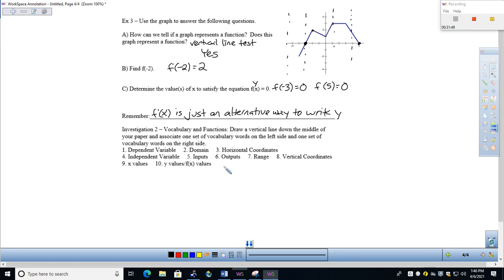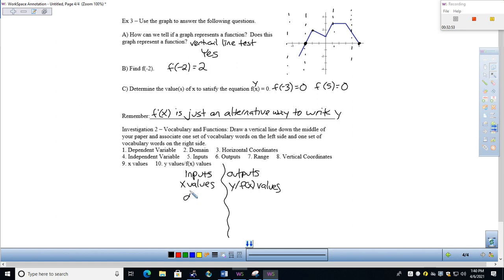Okay, we're going to do a lot of association verbally over these next many lessons dealing with functions. So the second investigation is just getting comfortable with some of the vocabulary. I've already used some of it today. It just says draw a vertical line down the middle, associate one set of vocabulary words on the left and the other on the right. I'm going to be quick here just to show you what I'm looking for. Inputs on one, outputs on the other. You'll hear me use those words a lot over the course of these lessons. Input, output. Inputs are the x's, outputs are the y's or the f of x's. When I hear inputs, I think about x. When I hear outputs, I think about y.